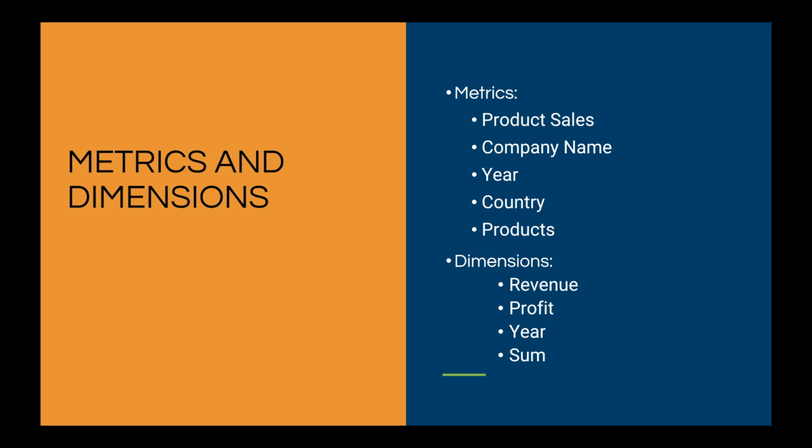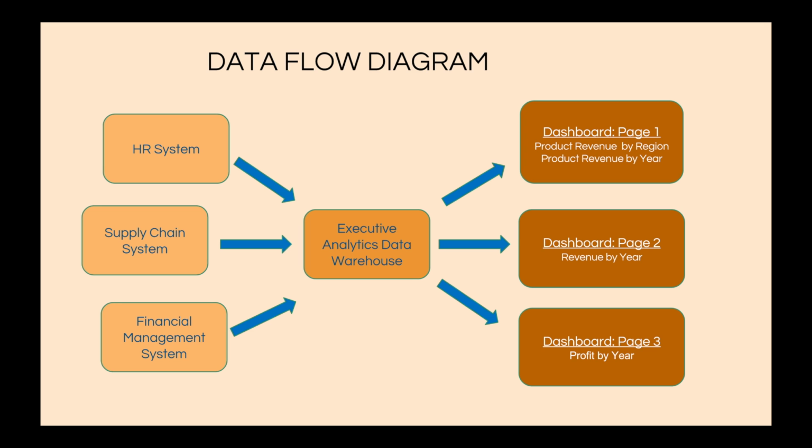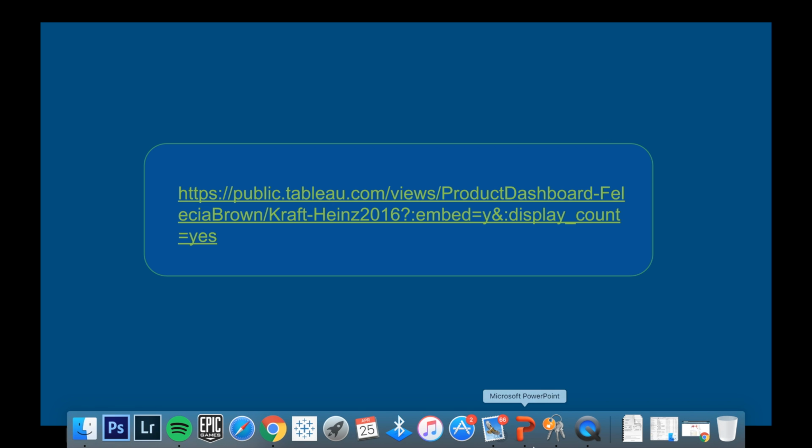It's very, very simple. It's product sales, company name, year, country, and products, and the dimensions are revenue, profit, year, and the total amount of revenue from those years and products. My data flow diagram design is HR systems, then supply chain system, financial management system, and then it goes to the analytics data warehouse. The first dashboard is product by revenue by region and product by year, dashboard 2 would be the revenue by year, and dashboard 3 is profit by year.